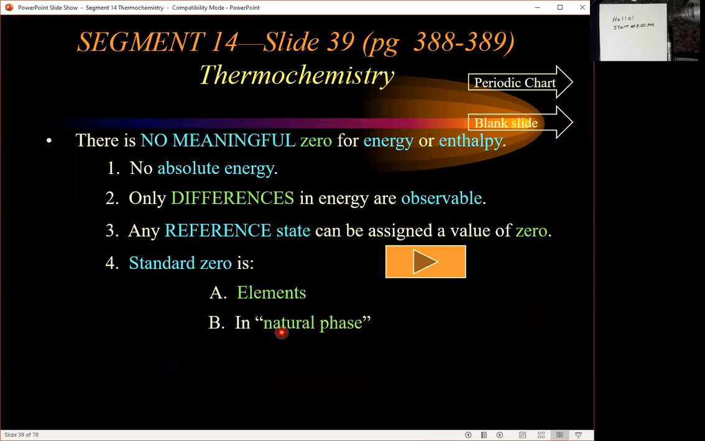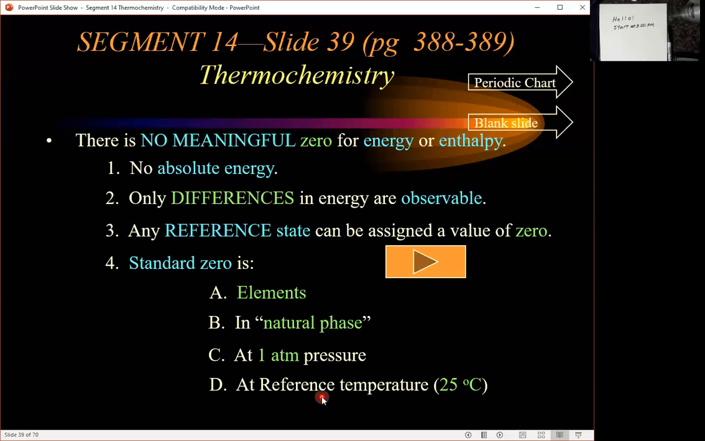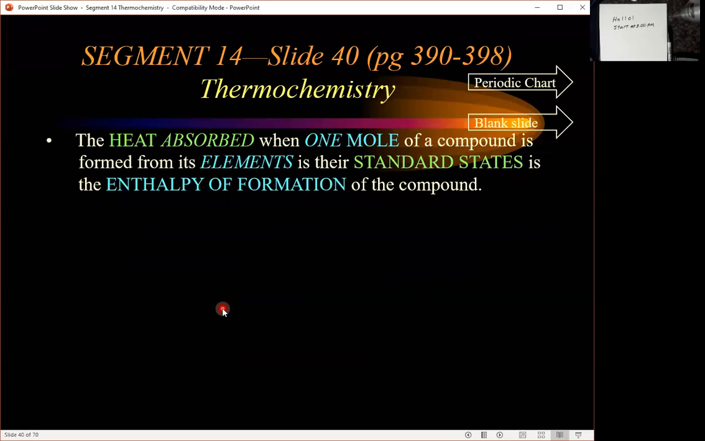If I've got oxygen, the way I normally find it at 1 atmosphere pressure and 298 degrees is gaseous. So in the case of oxygen, it would be a diatomic gas, O2, gaseous at 1 atmosphere pressure, 298, that's 0 for oxygen. So the element in its natural phase at 1 atmosphere pressure and the reference temperature, for us, is 25 degrees Celsius. Over there in Europe, it's a little colder. They use 20 degrees Celsius. No big deal. We can translate our data to their data or their data to ours if we needed to. But that defines our reference state.